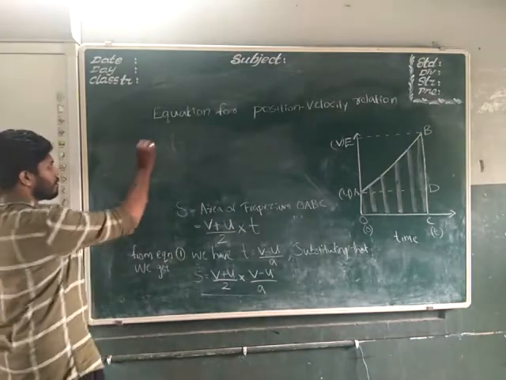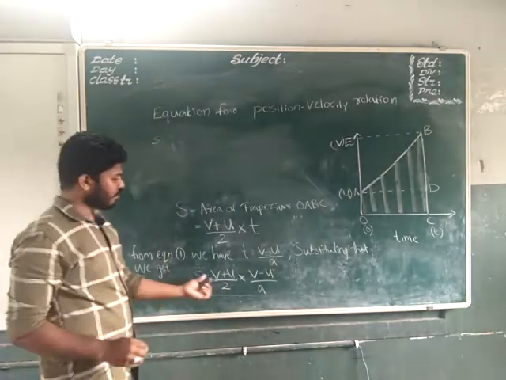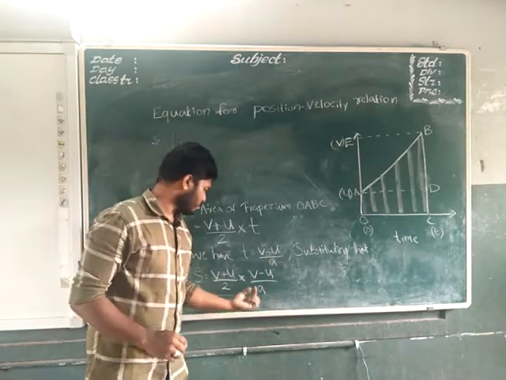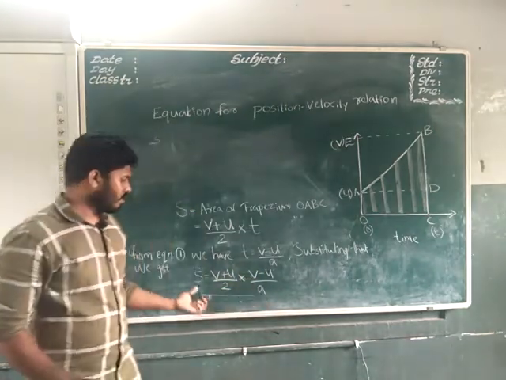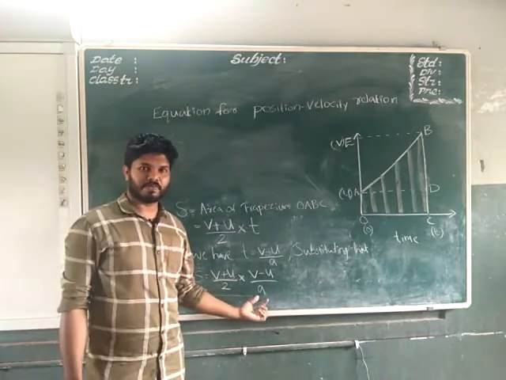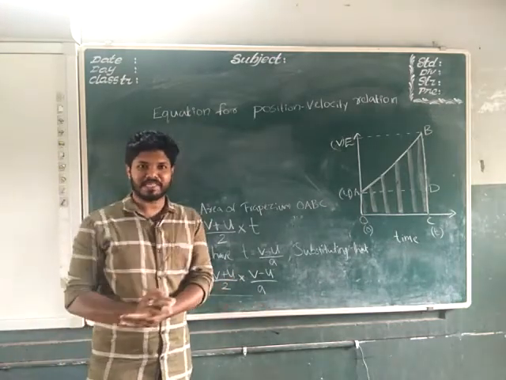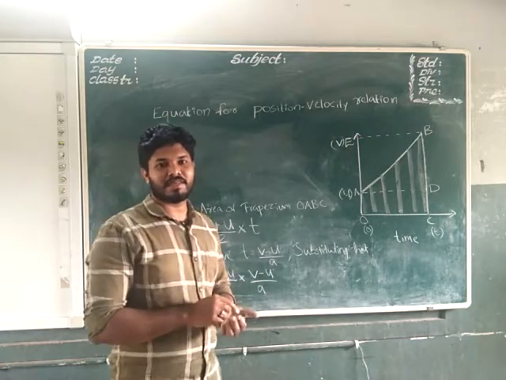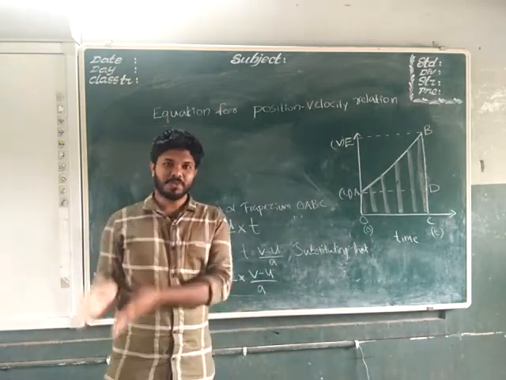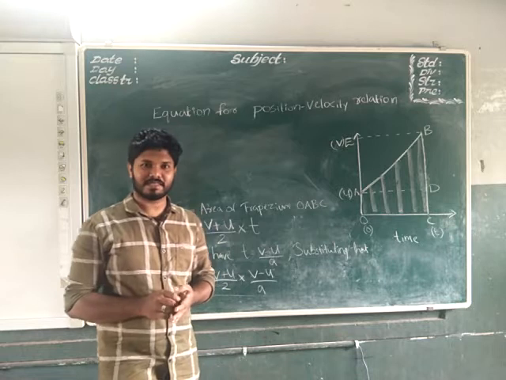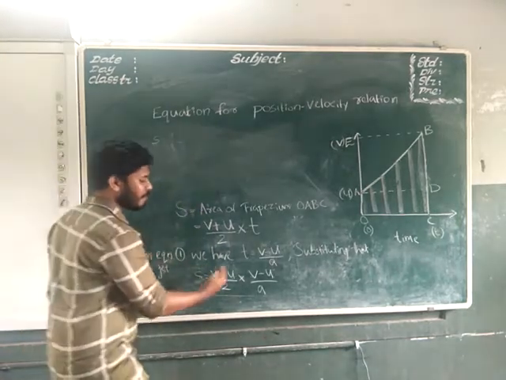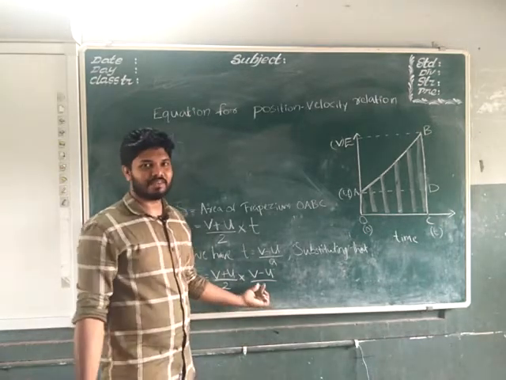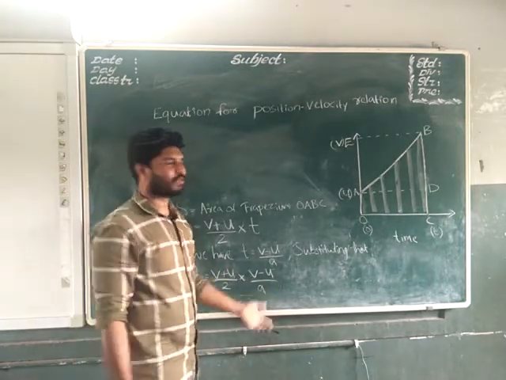So we erased it here. s equal to (v plus u) into (v minus u) divided by 2 into divided by a. What is (v plus u) into (v minus u)? What is (a plus b) into (a minus b)? It's a mathematical principle: (a plus b) into (a minus b) is a square minus b square, isn't it? If it is (v plus u) into (v minus u), it is v square minus u square.